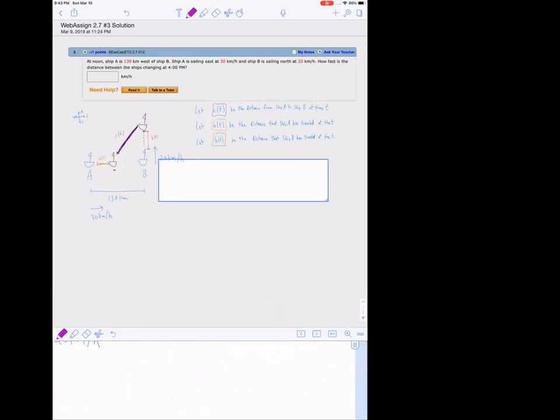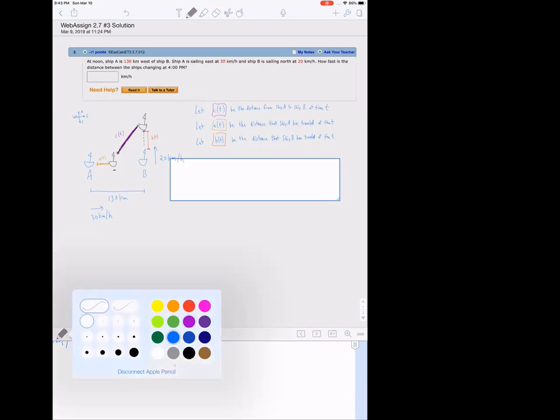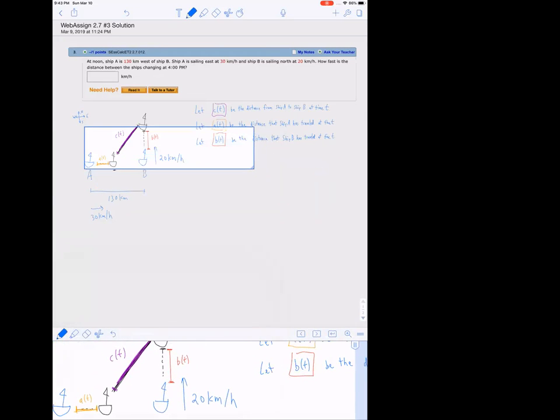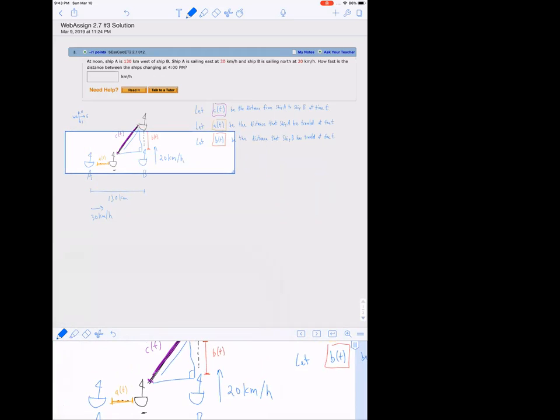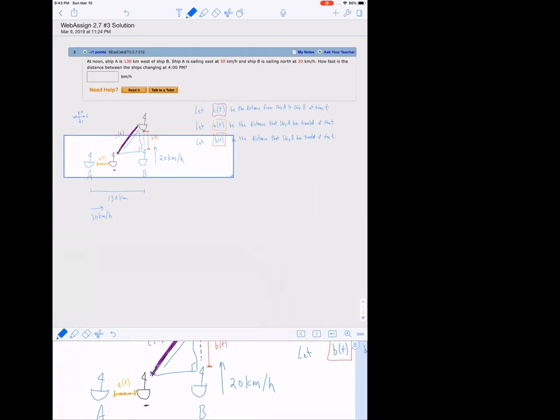All right, so now what we'd like to do is find some sort of relationship between these three quantities. And if you look carefully, you might actually see that there should be a right triangle here, where C of t is the hypotenuse of the triangle, B of t is one of the sides of the triangle, and A of t is not quite one of the sides of the triangle.